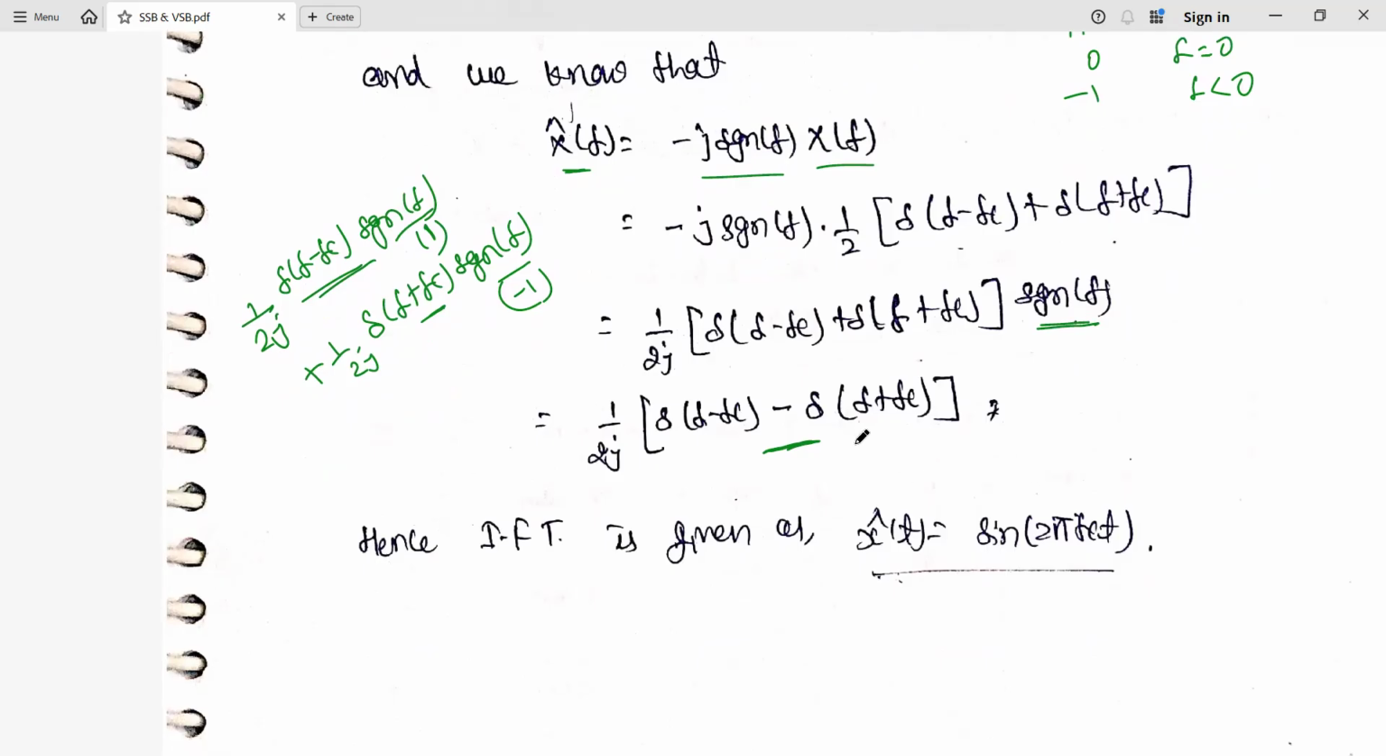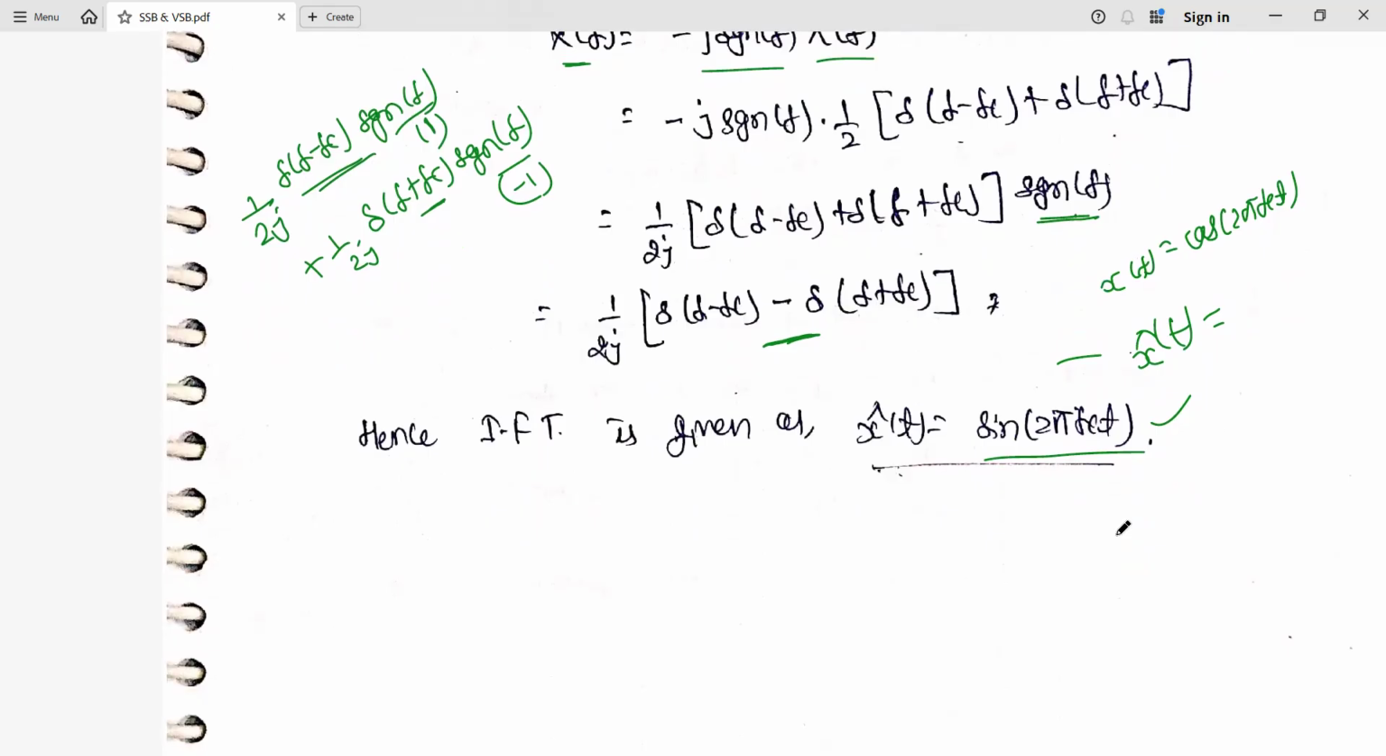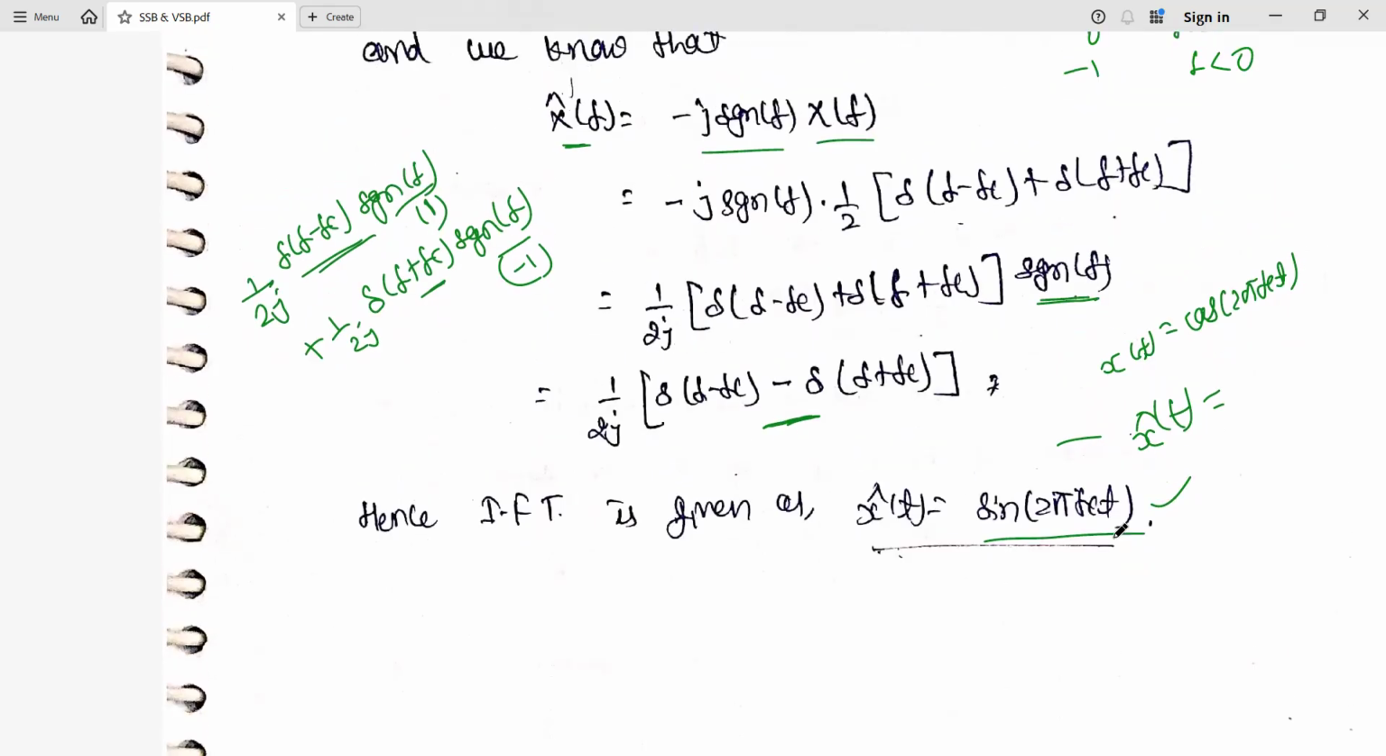If you take the inverse Fourier transform of this, we are going to get x cap of t, and finally that is sine 2 pi fct. So that is the Hilbert transform of x of t, which we were given as cos 2 pi fct. So the Hilbert transform pair, which we have to obtain, that is x cap of t, is going to become sine. So cos becomes sine here. So these are the basic numerical discussions related to amplitude modulation, and these are very important.